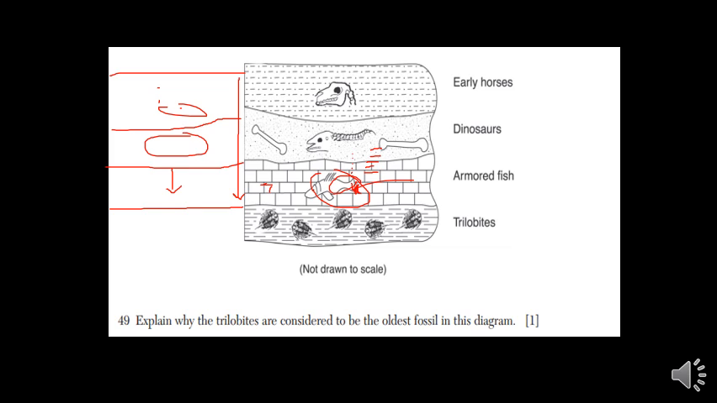And that's one of the guiding big pieces of evidence for evolution: you see these structural changes in animals over time in the rock levels.